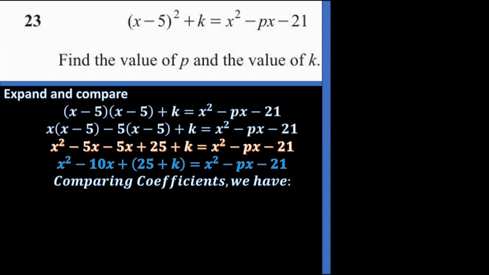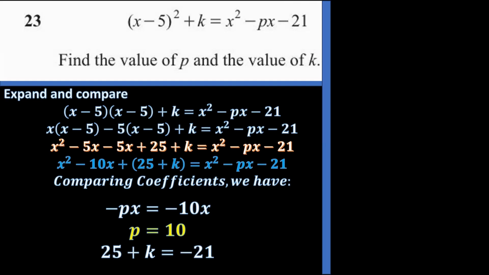Then I do a kind of grouping here. I have s squared minus 10s plus, in bracket, 25 plus k, which is a constant. It is my constant for the expression found at the left-hand side of the equation. For the right-hand side, s squared minus ps minus 21, the minus 21 is the constant. So we now say comparing coefficients.